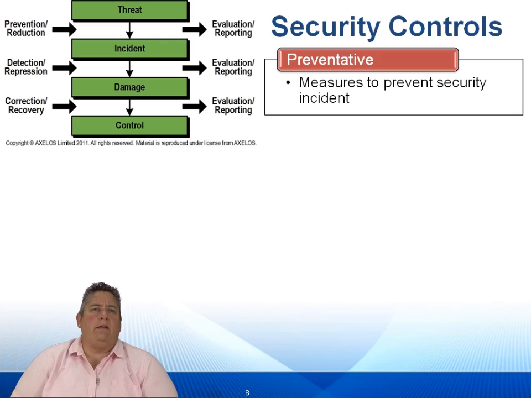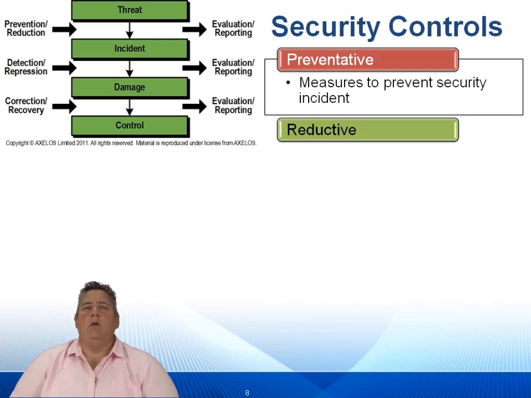And then once we've got damage, we can go through that correction and recovery actions. So the security controls come through in 5 groups. Preventative, which are measures to prevent security incidents, and this could be the assigning of security rights, authorization, authentication of security rights to actually engage or to utilize sets of information and data.